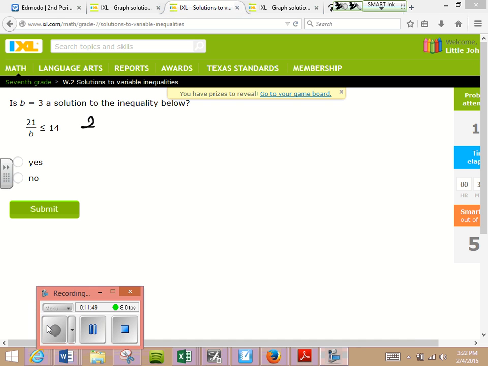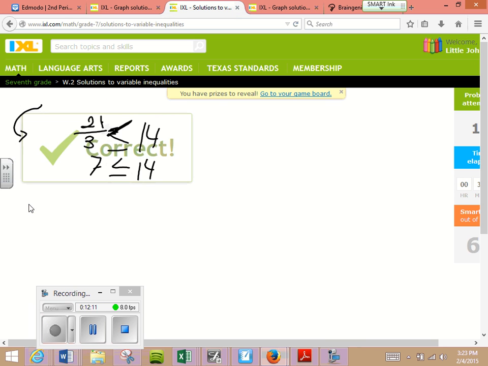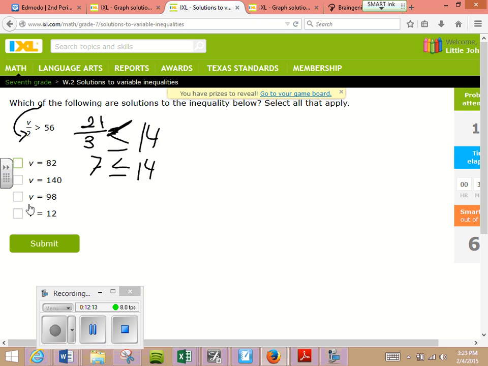I have to solve this one because kids were doing the most. So 21, and I put 3 right. I put 3 where the B goes, and I'm going to see if that is less than or equal to 14. Well, 21 divided by 3 is 7, and 7 is in fact less than or equal to 14. Again, that's what we say or, because it means that it can be either or. All right, do that one. You have to select all the ones that apply.